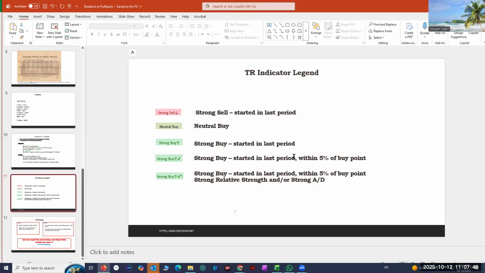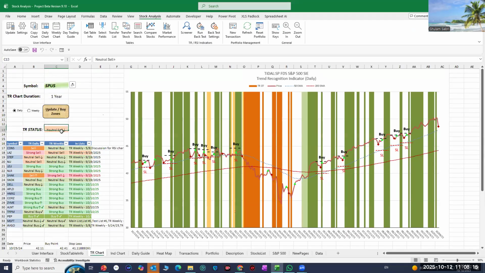With a check mark, it means it's within 5% of our buy point. It may be a time to buy. Asterisk means it's not only within 5% of the buy point, it has strong relative strength compared to the S&P 500, as well as strong accumulation. That's something we would like to see. It has a much higher chance of being successful if any stock's TR indicator legend gives you this kind of signal. Where do you get this signal? Right here in TR status.